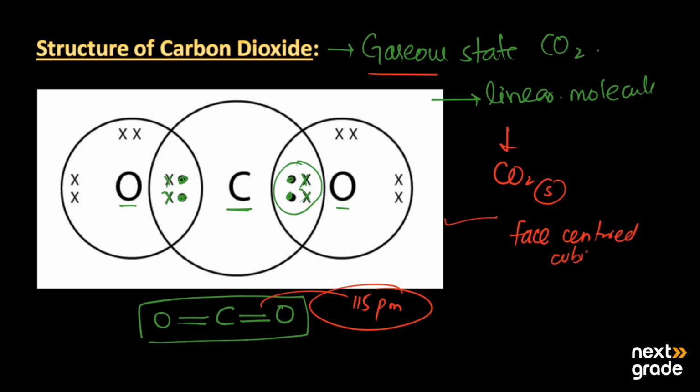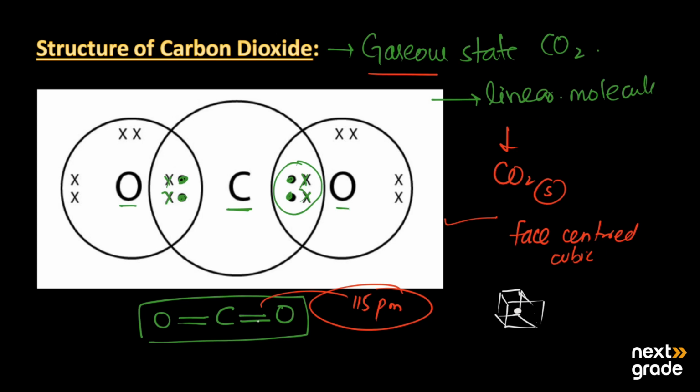Face-centered cubic structure. How is the face-centered cubic structure made? We can also make it like this. If we have this type of structure and this face is the front we are going to show, this is known as the face-centered cubic structure of carbon dioxide.